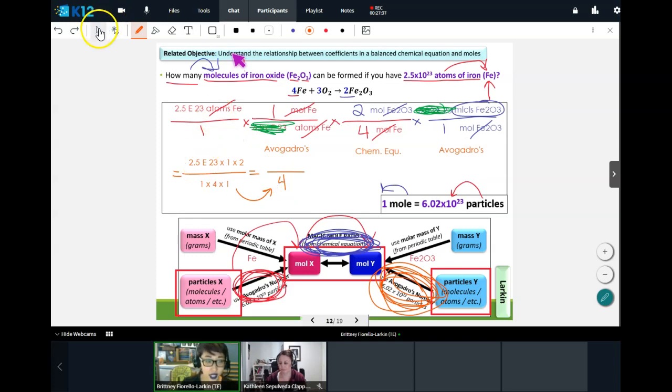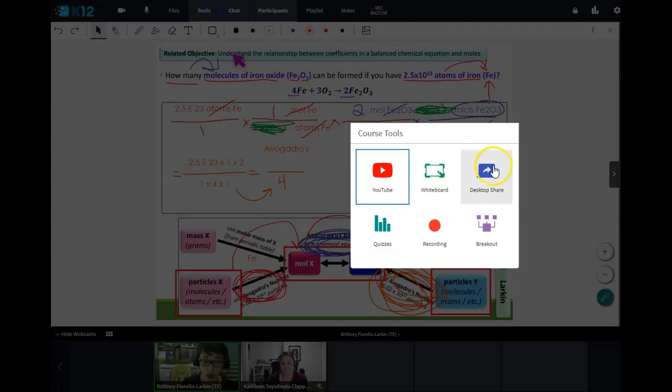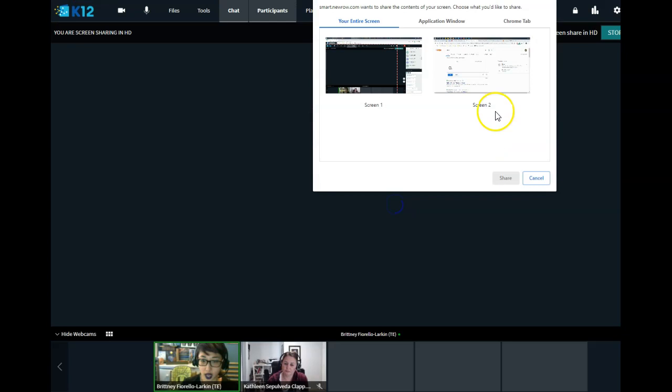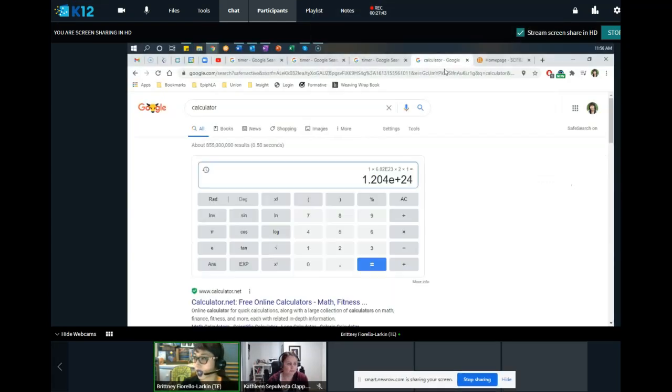Now let's go ahead and do the top together. I'm going to go ahead and share my screen with you so you can see what this looks like. All right, again, highly recommend that you just Google the word calculator. All right, so we've got 2.5 times 10. So I'm going to use the EXP button to the 23rd times, what was it, 1 times 2? Times 2 times 1? Times 2 times 1. All right, what do we get on the top? What do we get on the top? Go, go, go. Tell me in the chat.